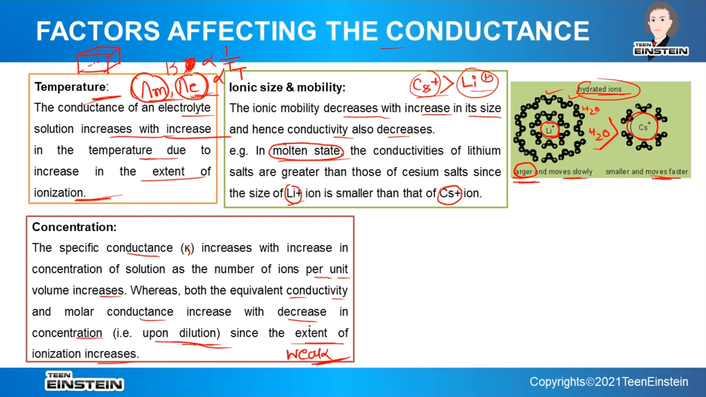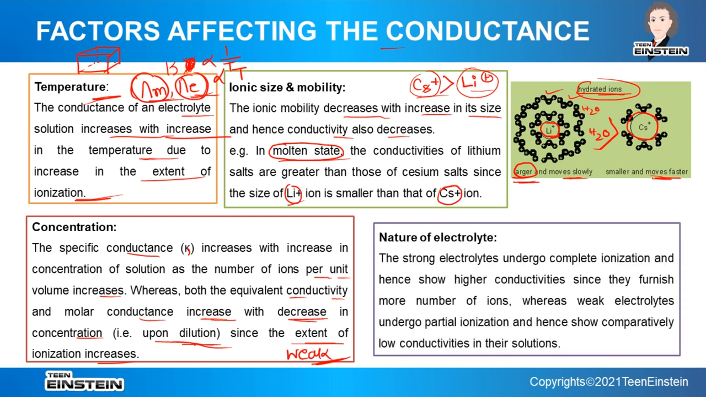So when we are decreasing the concentration, these two are increasing. That means with dilution it is directly proportional, but with concentration it is inversely proportional, because concentration and dilution are inversely proportional. Okay, the next factor is nature of electrolyte.